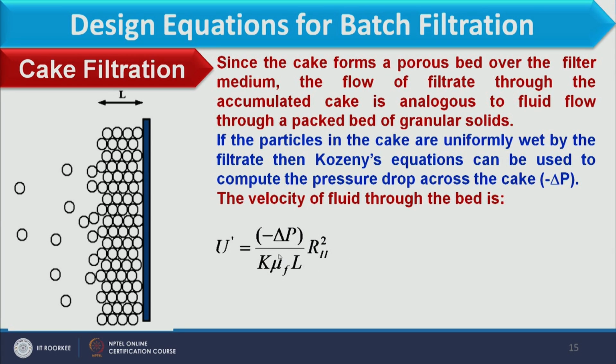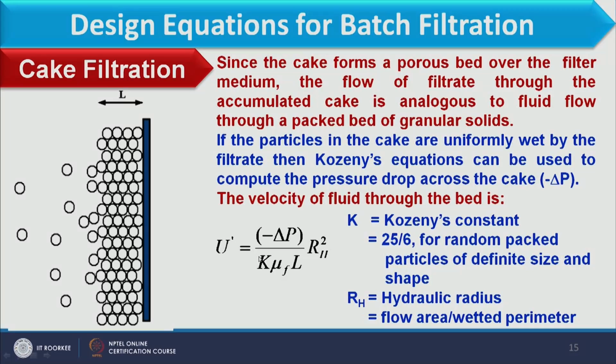The pressure drop is what we have to calculate, that should be the pressure drop across the cake, mu F is the viscosity of the fluid, and L is the total thickness of the cake. In this equation, the capital K is basically Kozeny's constant, and its value should be 25/6 for random packed particles of definite size and shape. So, here you see we are considering random packing because we are not aware of which orientation the particles will settle over the media, therefore it can be considered as random packing.